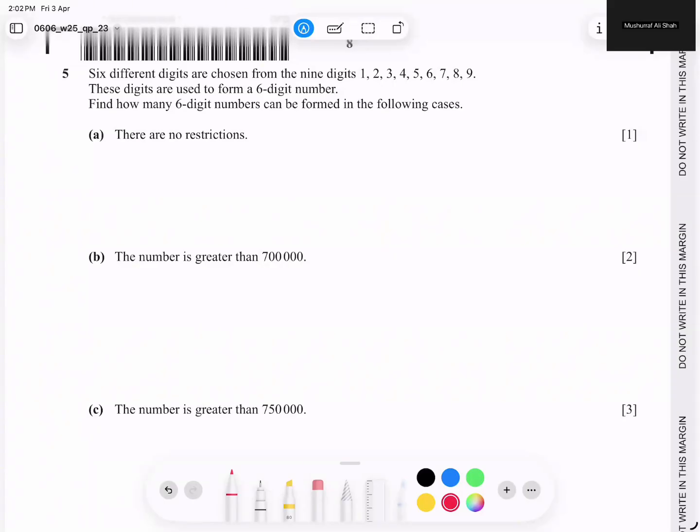Question number 5, we have 6 digits chosen from the 9 digits available, and these digits are used to form a 6-digit number. So it means first we have to select 6 digits from these 9, and then we have to arrange them into a 6-digit number. We have 2 ways to solve the question. 9C6, this I use for selection. After selecting, we have to arrange them, so 6P6, and this we use for the arrangement.